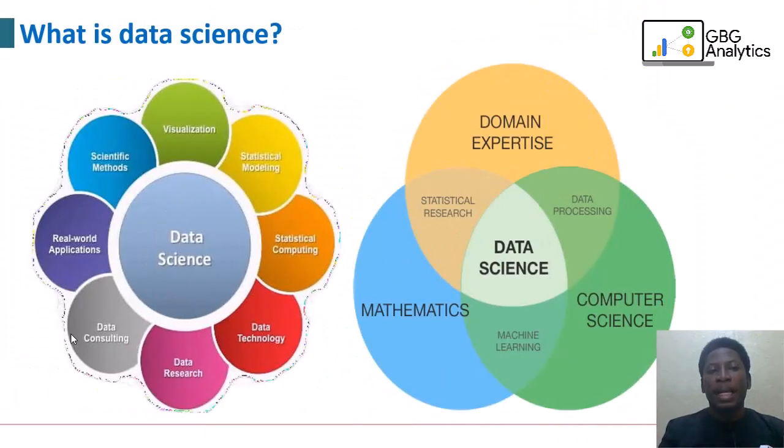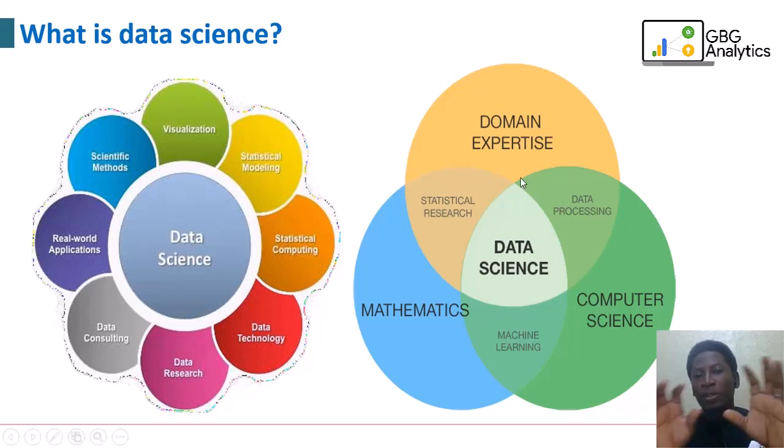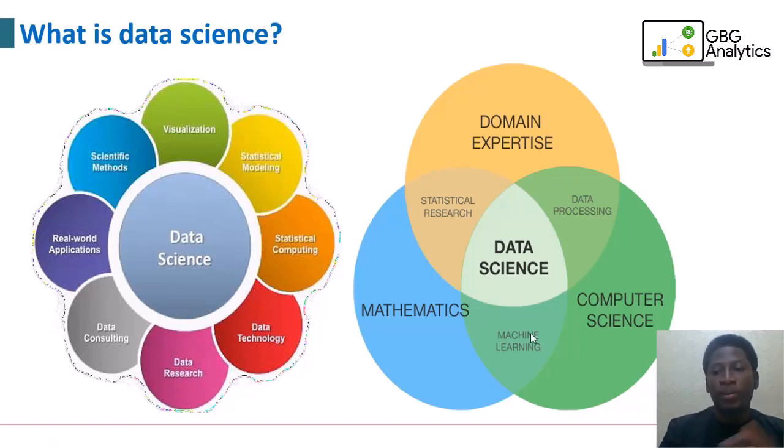When you look at data science, you should be thinking about visualization, statistical modeling, statistical computing, data research, and real-world application of data science by analyzing your data. Then, you may also view data science in these forms. It has some mathematics. You have to do some machine learning, which we do in CS 3.1.